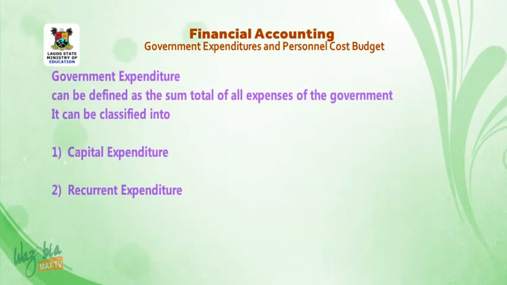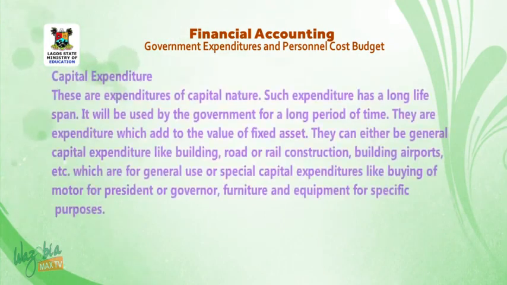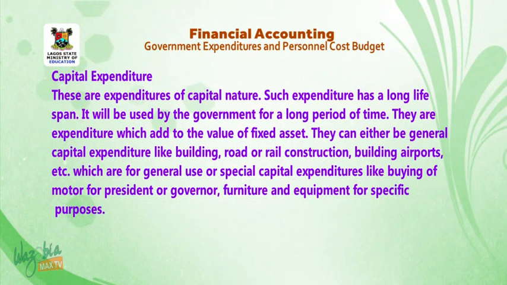Government expenditure can be defined as the sum total of all expenses of the government. It can be classified into 1. Capital expenditure. 2. Recurrent expenditure. Capital expenditure. These are expenditures of capital nature. Such expenditure has a long lifespan. It will be used by the government for a long period of time. They are expenditures which add to the value of fixed assets.